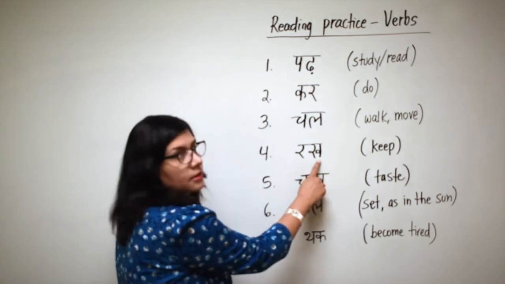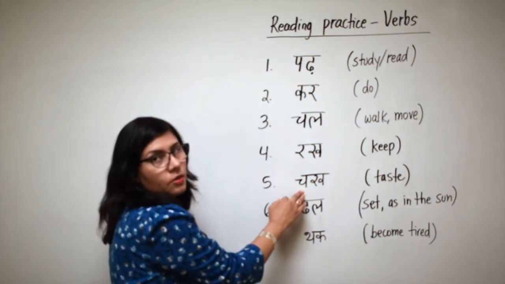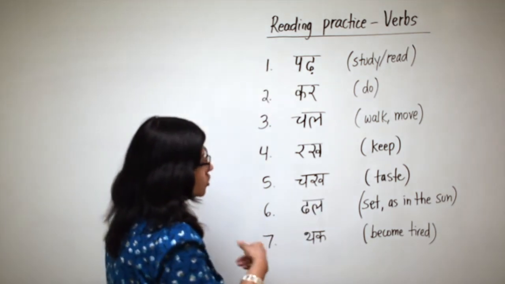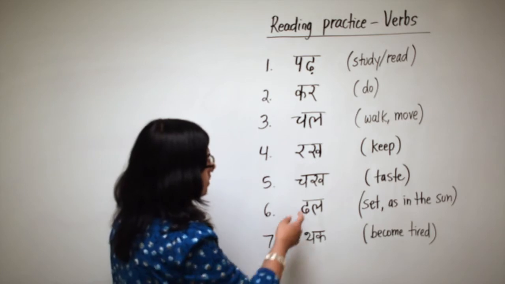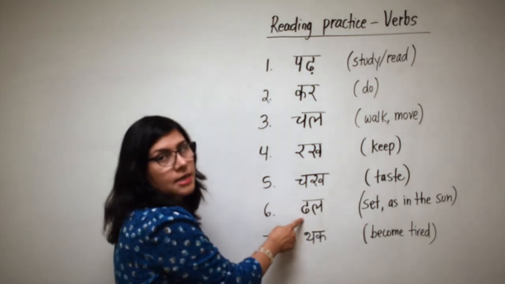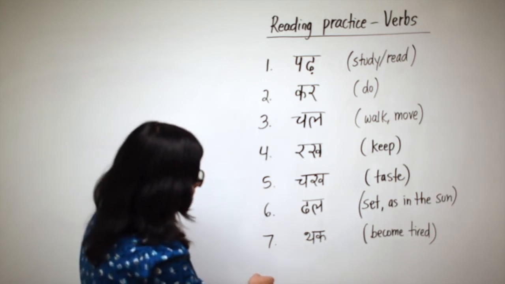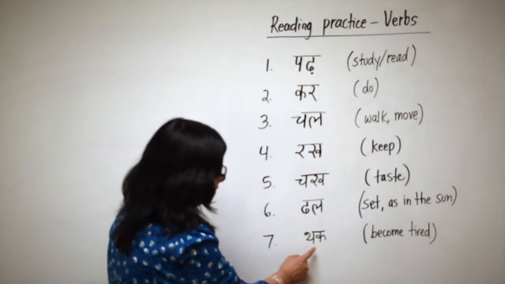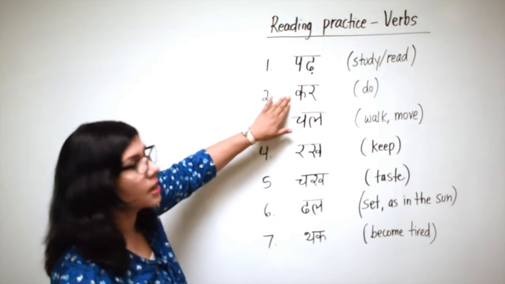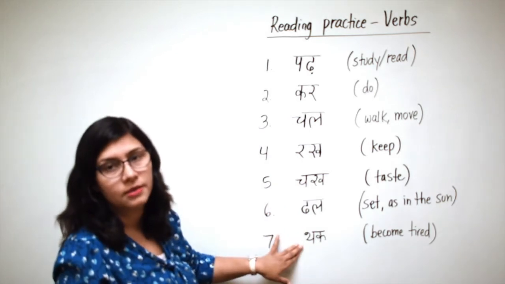Ra, or kh, rakh, to keep. Okay. Ch or kh, chakh. Okay, so that's the word to use when you want to try food in Hindi. So that's for taste. And then dh and l. Dhal, okay, means to set, as in the sun. Okay. And the last one, th, k, thak, okay, become tired. So, par, kar, chal, rakh, chakh, dhal, or thak.